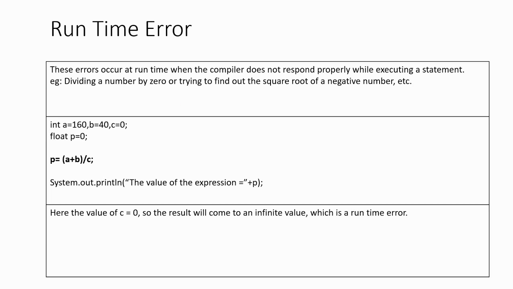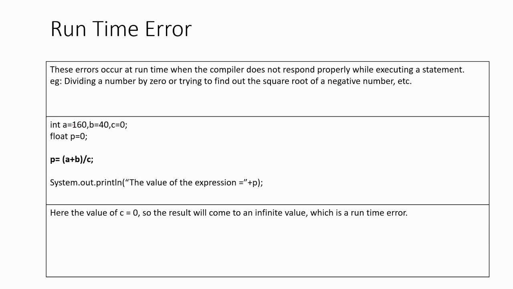A runtime error is a type of error that occurs at runtime when the compiler does not respond properly while executing a statement. Dividing a number by 0, or trying to find the square root of a negative number, which leads to an imaginary number, are examples of runtime errors.